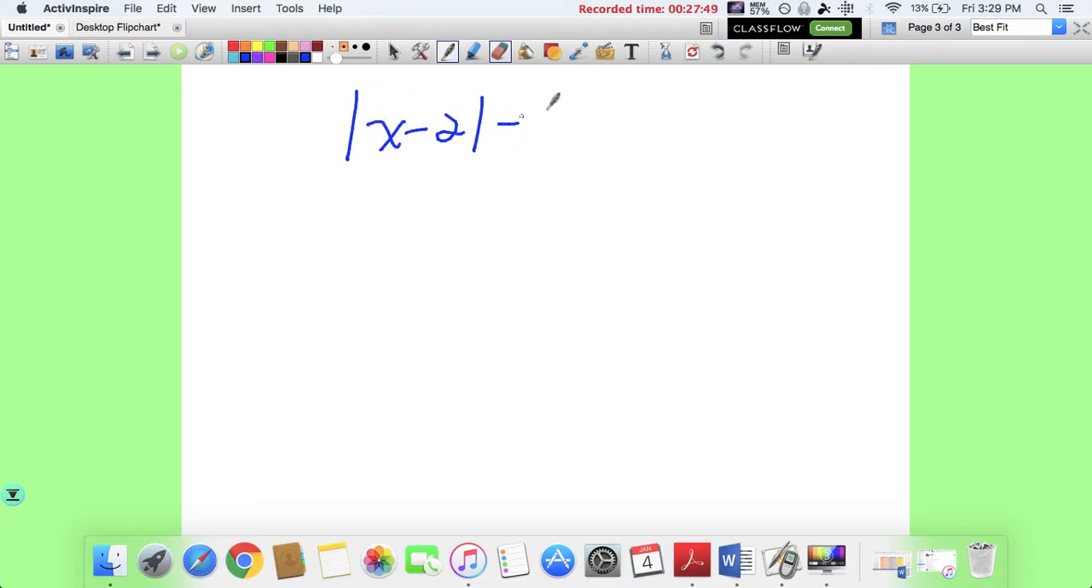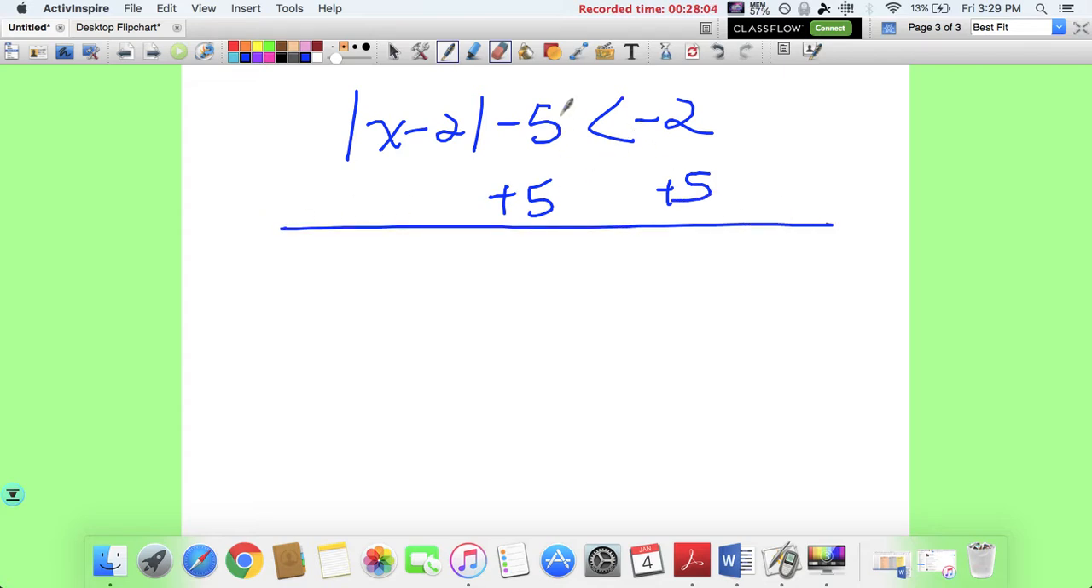The absolute value of x minus 2, minus 5, is less than negative 2. Really? Okay, so let's do this. The first one, we want to isolate the absolute value. So we do plus 5, and this goes out, and I have the absolute value of x minus 2 is less than 3. This is an AND problem.